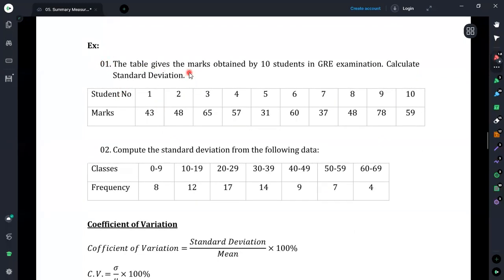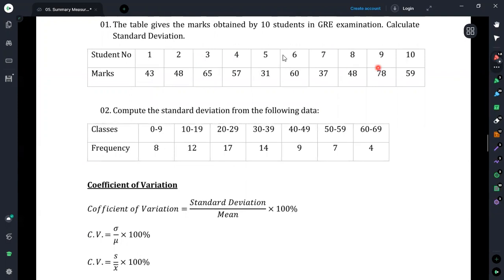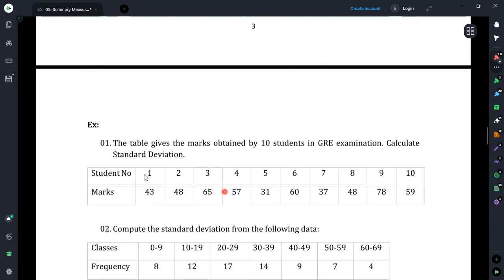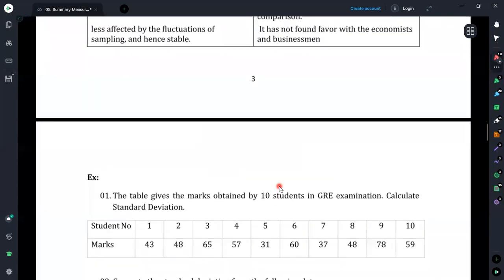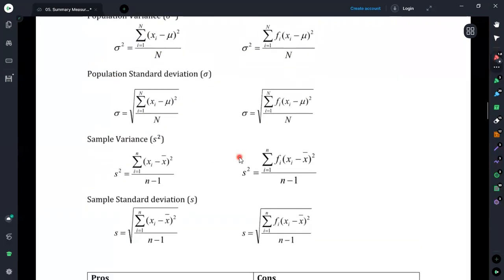The table given below contains the marks obtained by 10 students for GRE examinations, and here you are asked to calculate the standard deviation for these marks. Here you can see that it is not given as a group distribution. The individual values for these students are given, and now we can find out the standard deviation. Here we are taking the sample standard deviation only. We are not going to discuss any population parameters in this session.